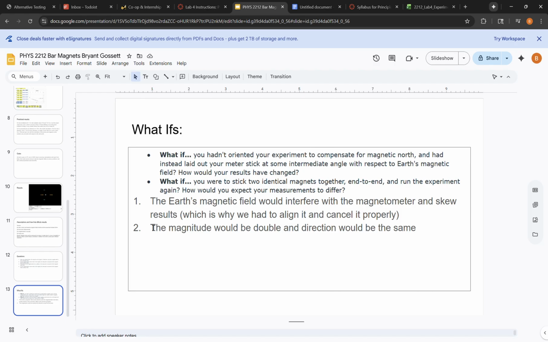Not compensated, it would interfere with the magnetometer, and we wouldn't be able to cancel that out. We canceled out the magnetic field from Earth. And the other one, magnitude would be double, direction would be the same. Basically the magnetic dipole moment doubles, and it's 2 times that.